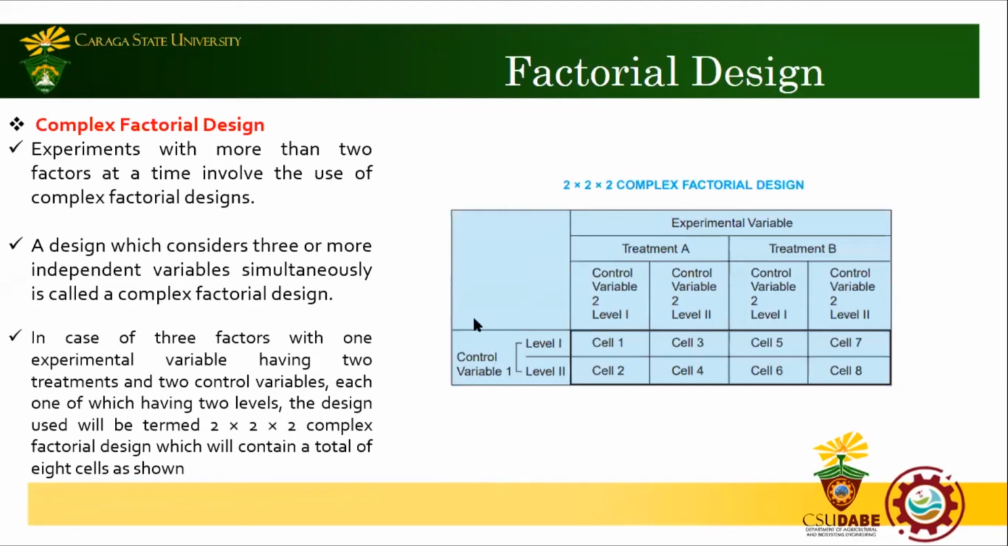For example, ang control variable niya leveling ra gihapon, level 1 and level 2, maybe low and high. Pero duha na ka klase ang iyang treatment, and then under treatment A and treatment B, naay duha ka subgroup, no? Control variable 2, level 1 and level 2. Control variable 2, level 1 and level 2 sa treatment B. So that's 2 by 2 by 2, no?